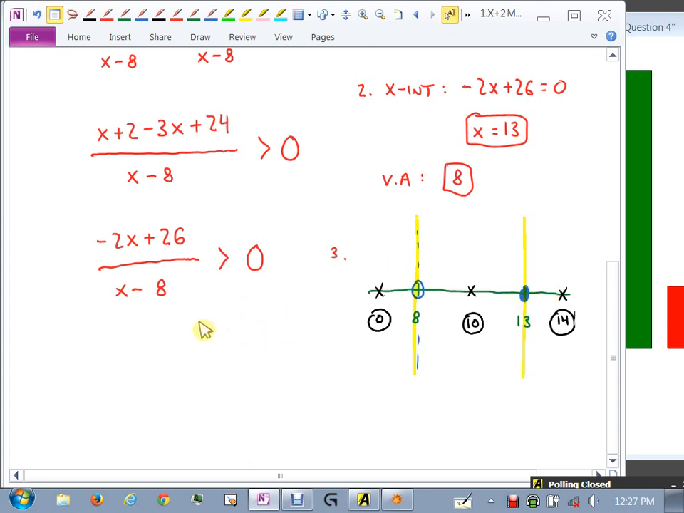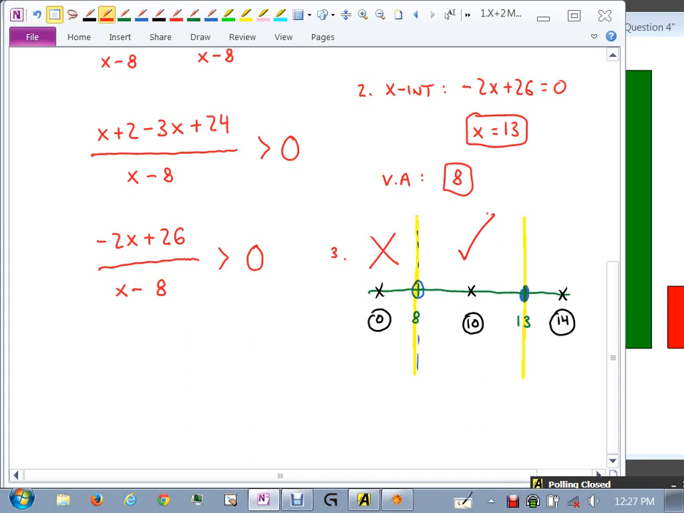Let's plug 0 in. Let's do it right here. What happens when you plug 0 in? 26 over negative 8? It's a negative number. Is a negative number bigger than 0? No, so that doesn't work. How about 10? Negative 2 times 10 is negative 20 plus 6. It's negative 14. 10 minus 8 is 2. Positive over positive. It's going to work. It's bigger than 0.